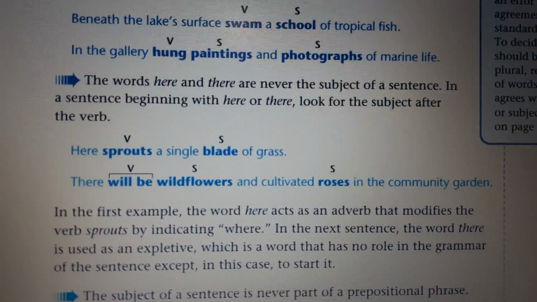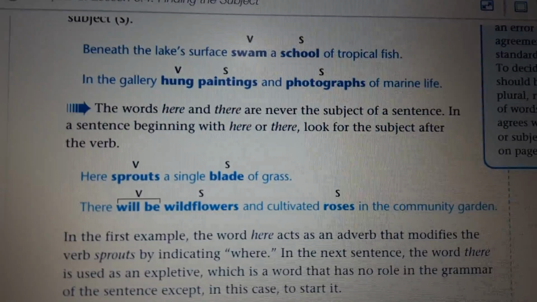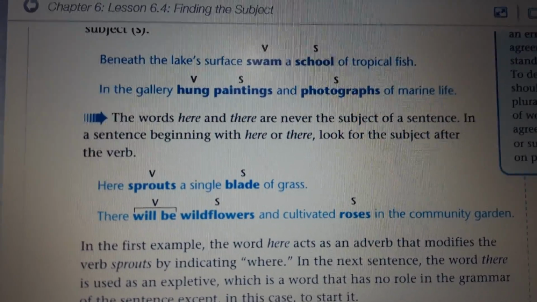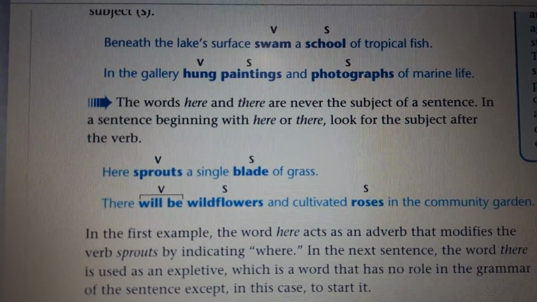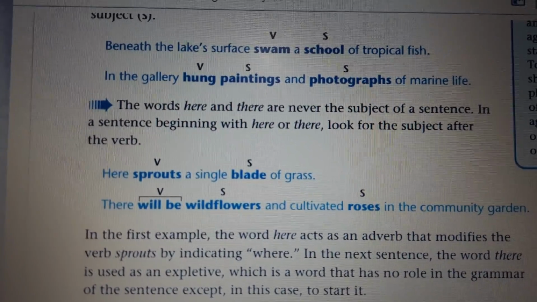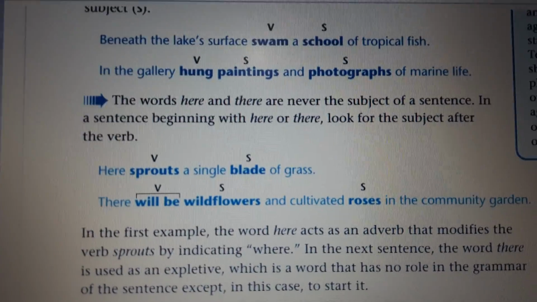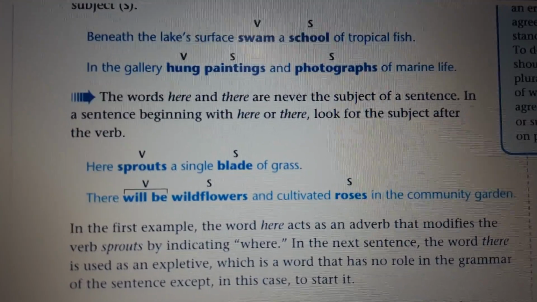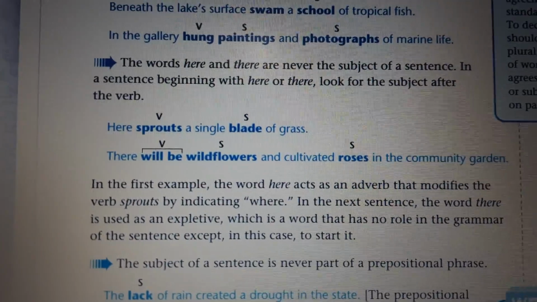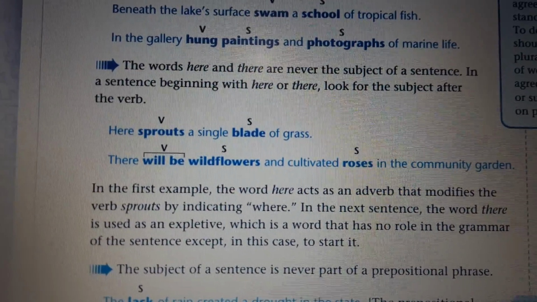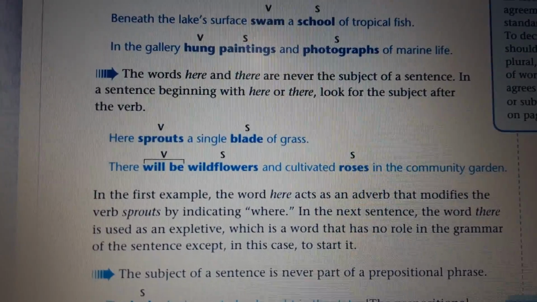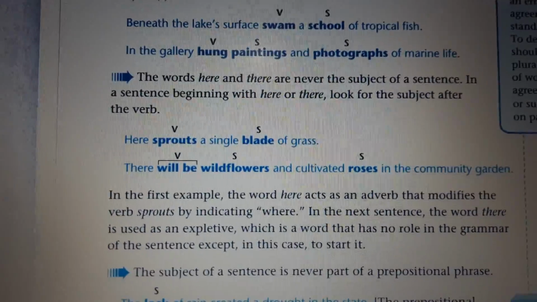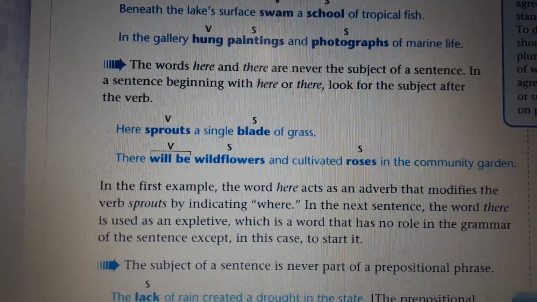Okay, so here we have the wildflowers. There will be wildflowers. And here the first one sprouts a single blade. Okay, so be careful. First, let's say we have a hint. In the first example, the word here acts as an adverb that modifies the verb sprouts, by indicating where.